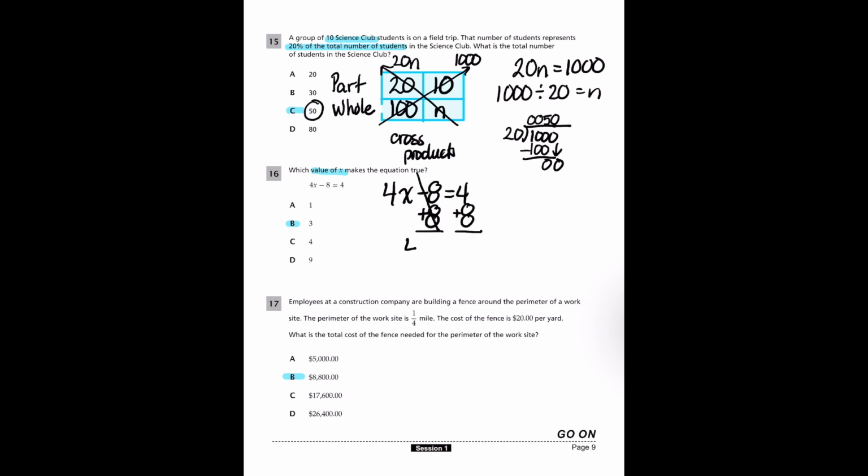This goes away. 4x is equal to 12. I still want the x by itself, so I'm going to divide it by 4. 4 divided by 4 leaves me with 1x. And I do the same thing to the other side for balance. 12 divided by 4 is 3. There you go. And you can always check your work by substituting.